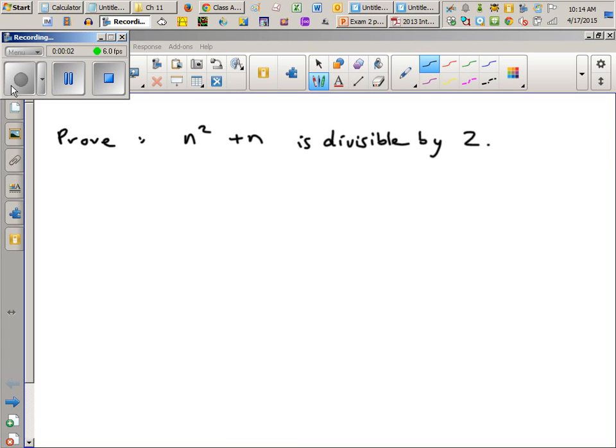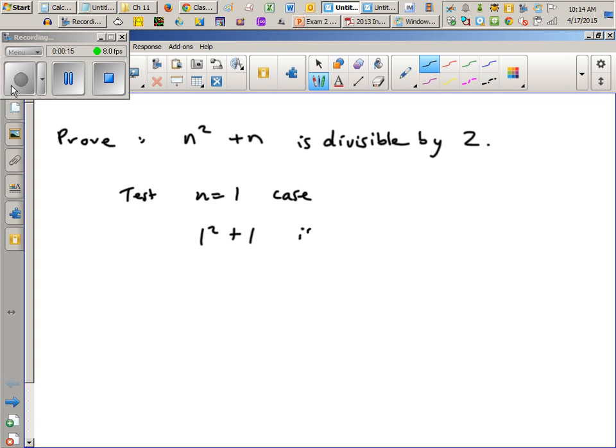Okay, so did you guys do the test, the n equals 1 case, I hope? Okay, so it's kind of a sentence that you write. It's not really an equation. So you just write, is 1 squared plus 1 divisible by 2? The answer is yes. Okay, so step 1 in any inductive proof is to test the n equals 1 case.